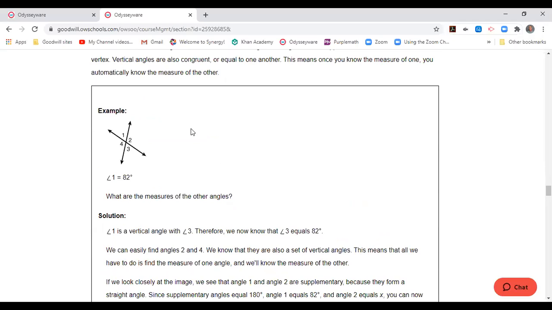Now the next example is like what I did a minute ago on the whiteboard. If angle 1 is 82 degrees, I automatically know that angle 3 is also 82 degrees because of the definition of vertical angles. These two, 1 and 2 together, are supplementary because they create this straight angle. So 180 minus 82 is going to give me angle 2. Once I know what angle 2 is, I automatically know what angle 4 is because it's another pair of vertical angles.